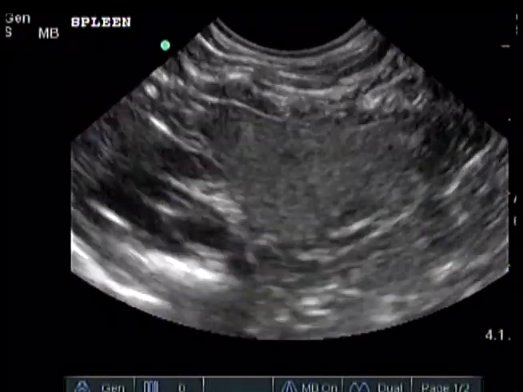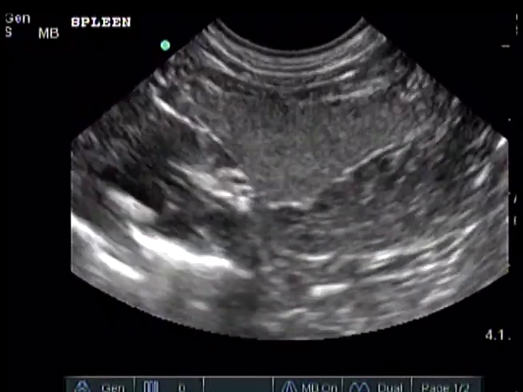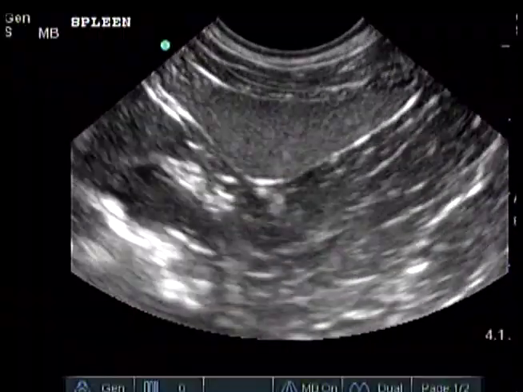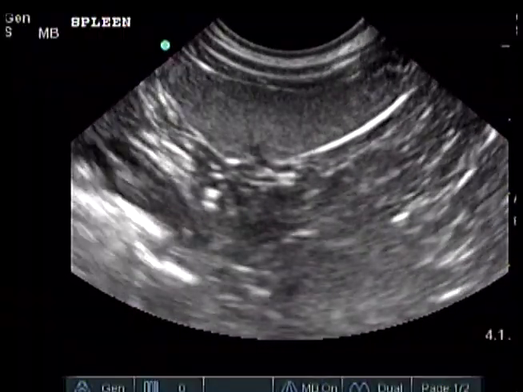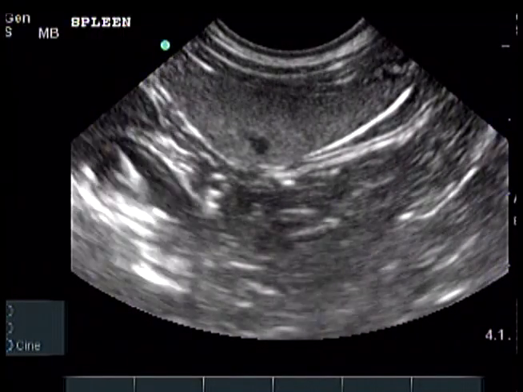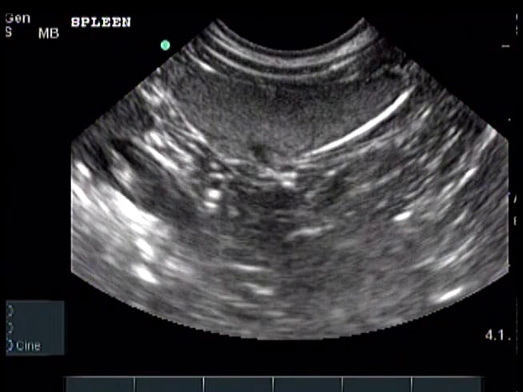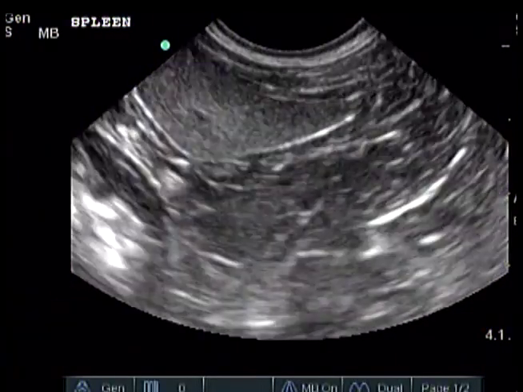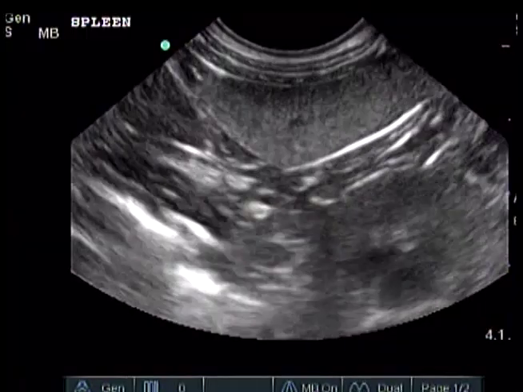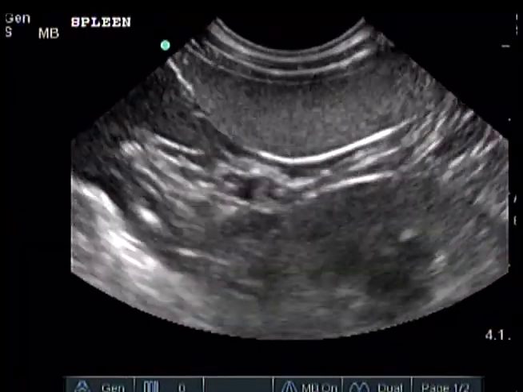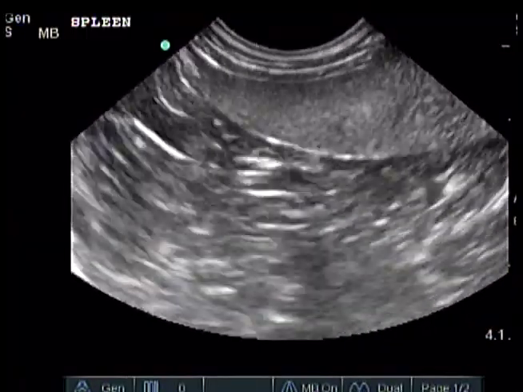After examining the caudal stomach wall and the left limb of the pancreas, the spleen is the next abdominal organ to examine during a general abdominal scan. Interpretation of ultrasound findings of the spleen requires some knowledge of splenic function.